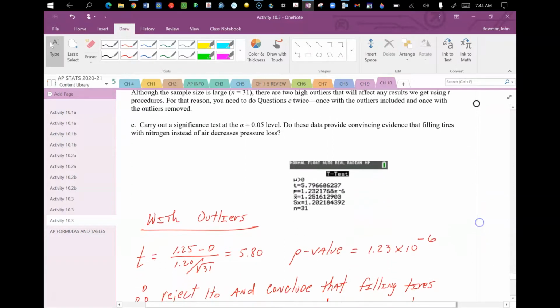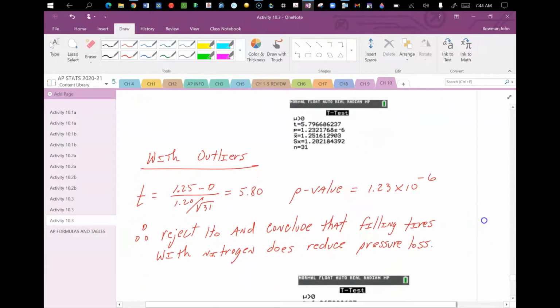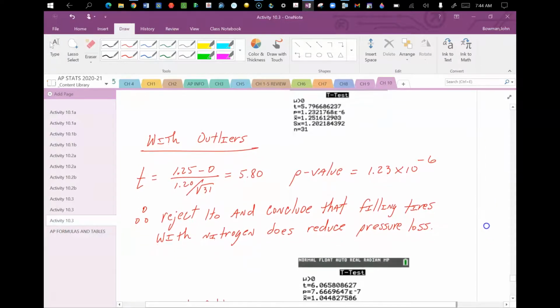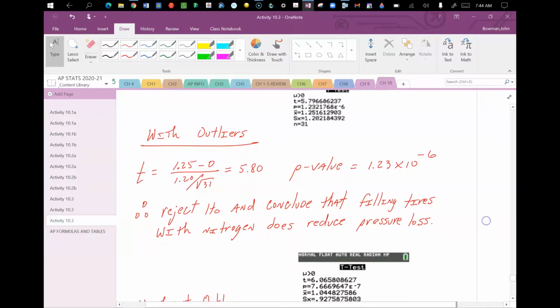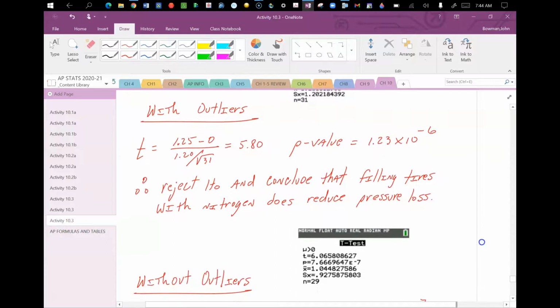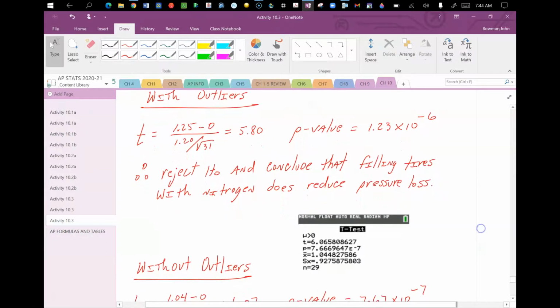So if you go ahead and you do all this work, you calculate a test statistic of 5.80, and this is with outliers. You get a very small p-value. You would reject the null hypothesis and conclude that filling the tires with nitrogen does reduce pressure loss.